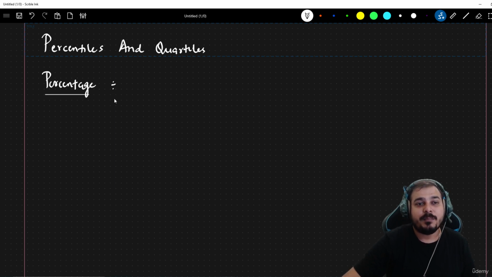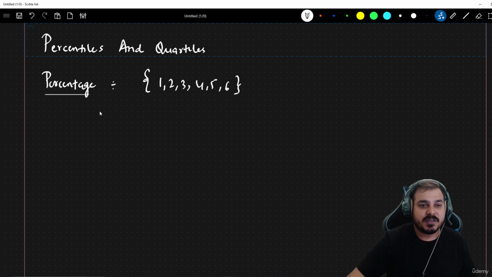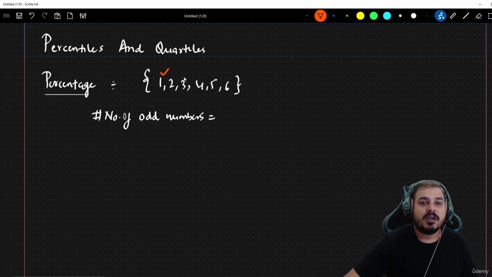Now we'll take one example. Suppose I have a list of numbers like 1, 2, 3, 4, 5, 6. Now suppose if someone asks me, Krish, what is the total number of odd numbers? I can definitely count it over here. So if I directly count it, I have 1 odd number, 2 odd number and 3 odd number. So the total number of odd numbers are 3.